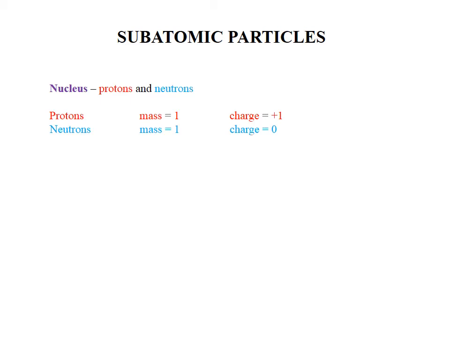Now, having defined the nucleus as being made up of these subatomic particles, protons and neutrons, we talk about the electron cloud being made up of electrons. Electrons are teeny. We say their mass is 0. That doesn't mean they have no mass. It just means that relative to protons and neutrons, their mass is negligible. And of course, electrons have a charge of -1.